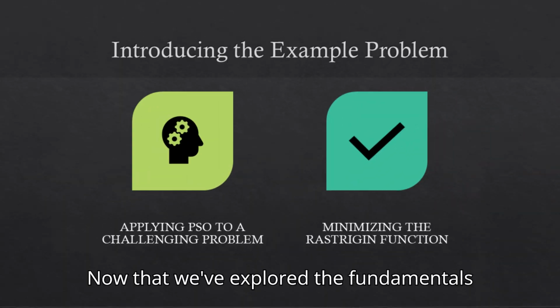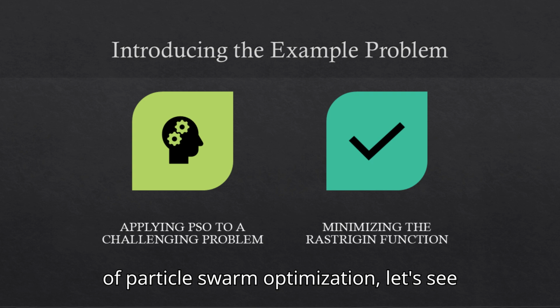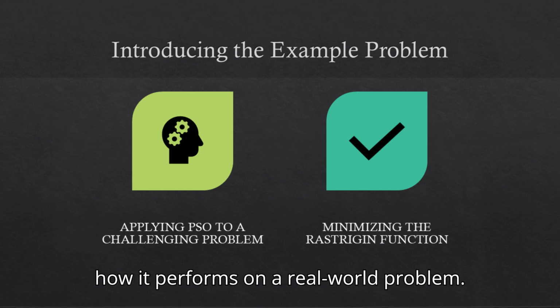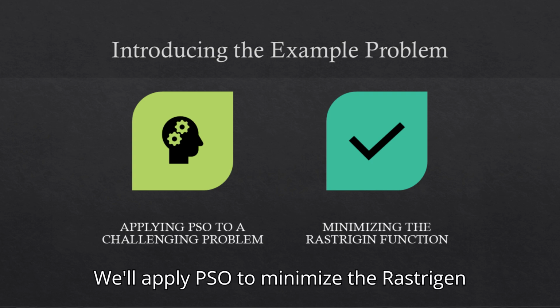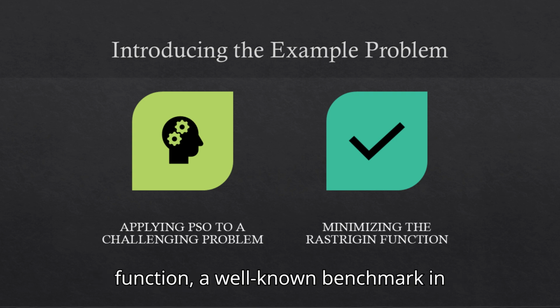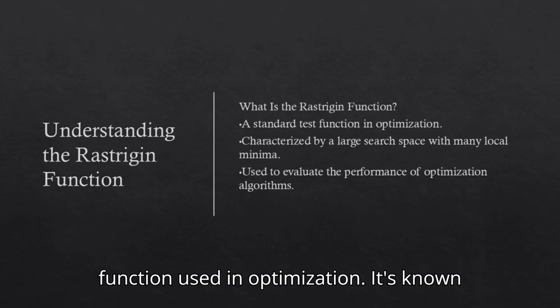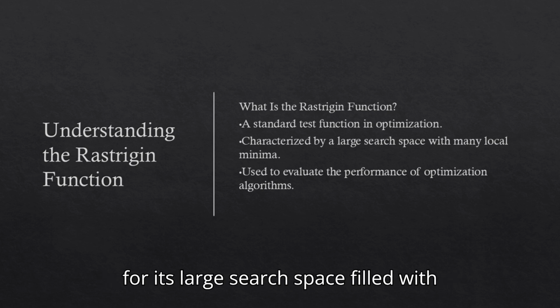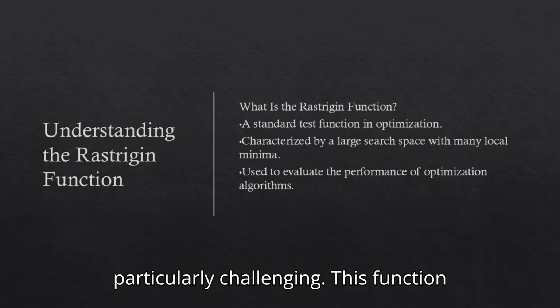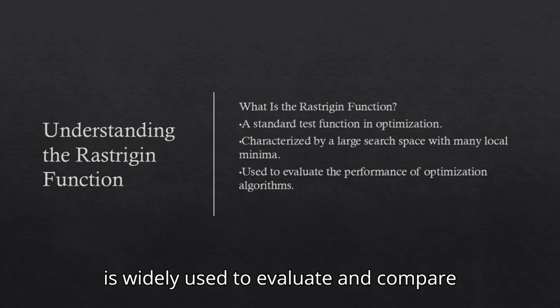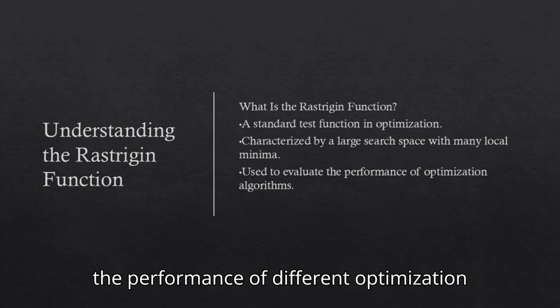Now that we've explored the fundamentals of particle swarm optimization, let's see how it performs on a real-world problem. We'll apply PSO to minimize the Rastrigin function, a well-known benchmark in optimization. The Rastrigin function is a standard test function used in optimization. It's known for its large search space filled with many local minima, which makes it particularly challenging. This function is widely used to evaluate and compare the performance of different optimization algorithms.